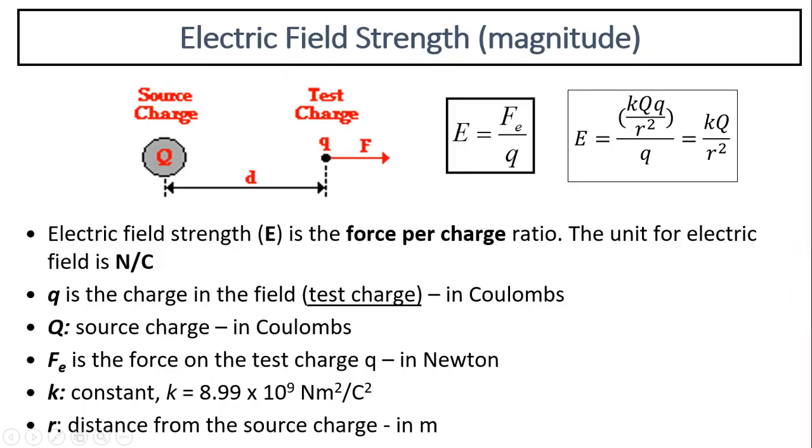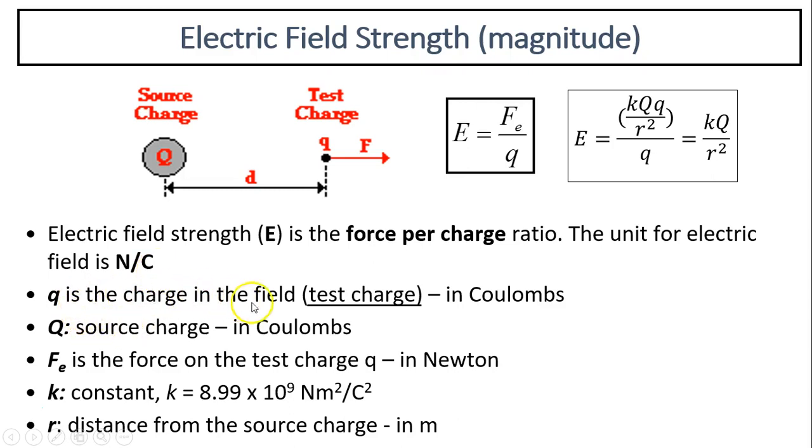Electric field strength, we said there are two ways to find it, right? We can use source charge, E equals K times Q over R squared, or we can use a test charge to find the force on the test charge and do the ratio. So in both equations, E is electric field strength, its unit is Newton per Coulomb.